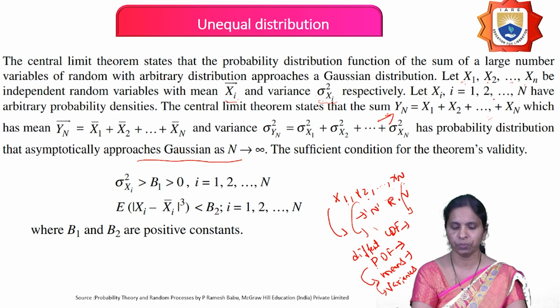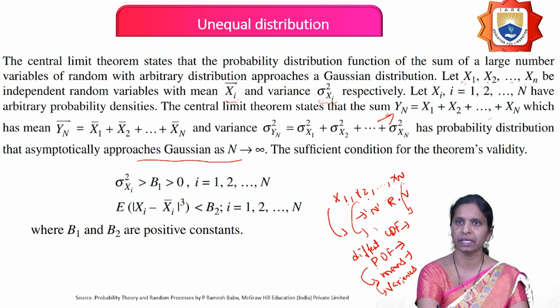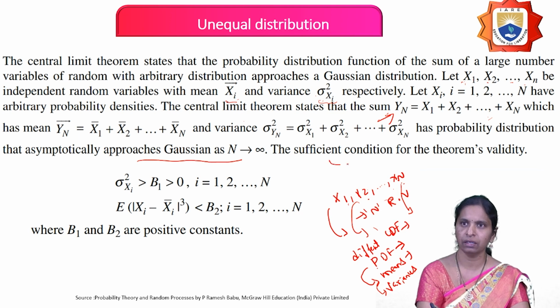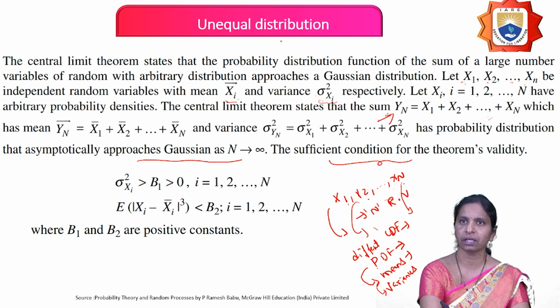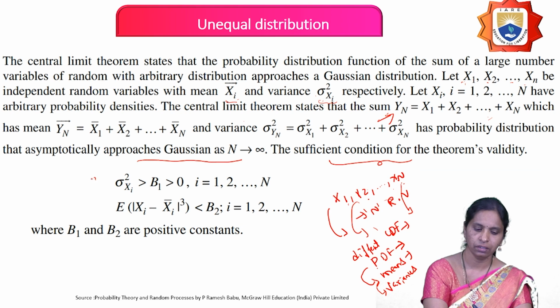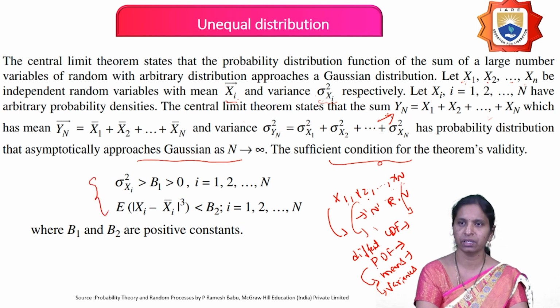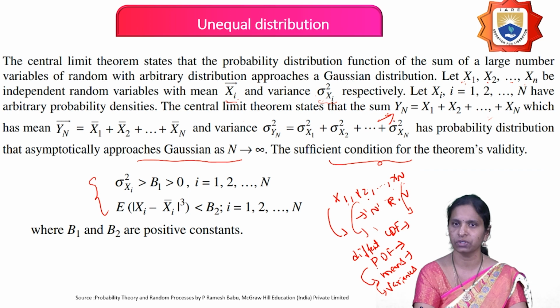Now, to prove this central limit theorem for an unequal distribution, we will not derive the entire thing, but we will define only the conditions for the central limit theorem. We will not derive that the distribution function of this random variable yn is the Gaussian distribution function. Instead, we'll just state only the sufficient conditions to make this random variable yn approach the Gaussian distribution function.